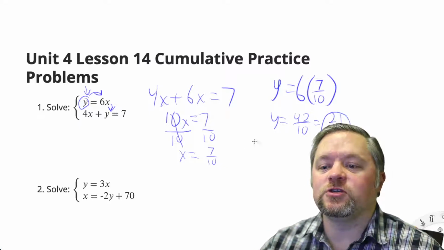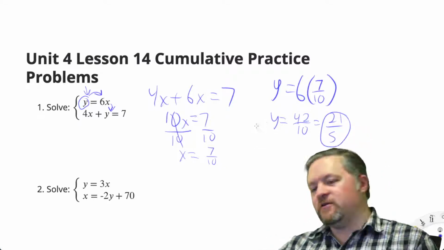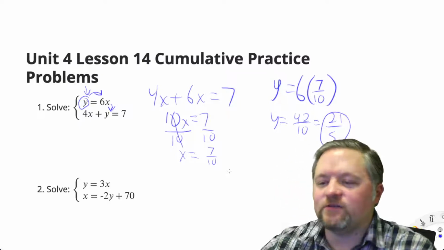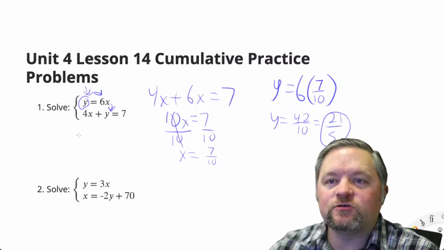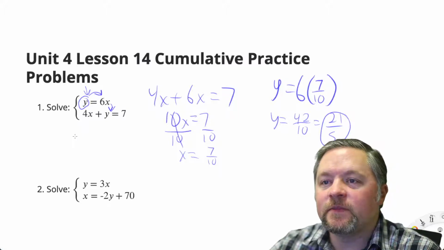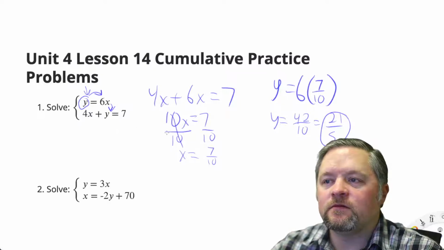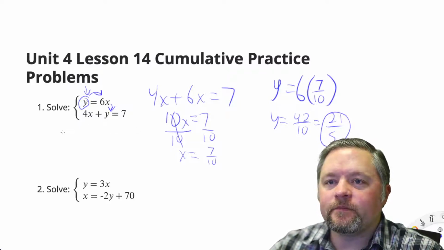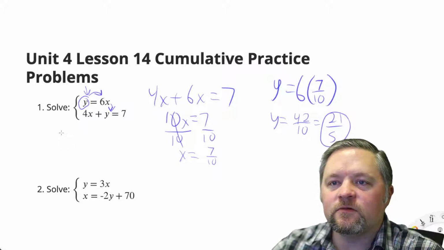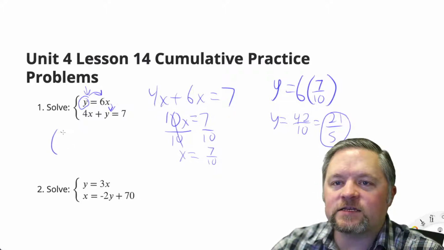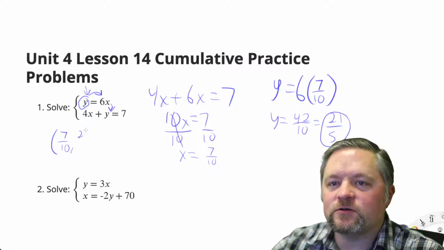So, solution to a system of equations. Hey, look, my head's in the way. There, now you can see it. 21/5. A solution to a system of equations is a point. So we need an x value and a y value. Our x value is 7/10, and our y value is 21/5.